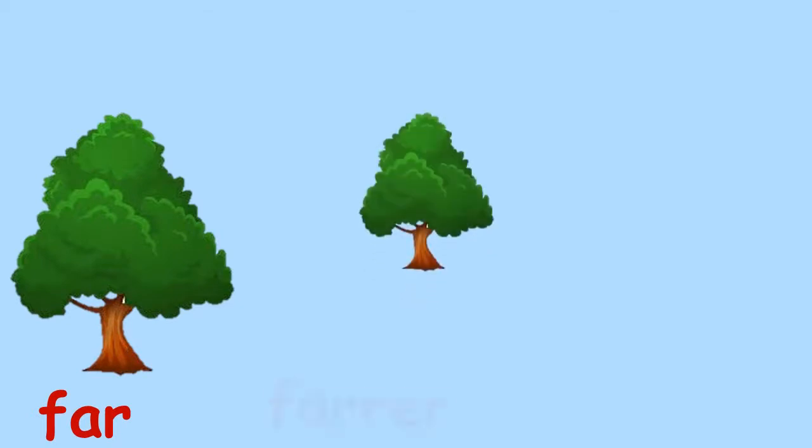There's a tree, and it is far from me. It's not close to me, it's far. Well, we wouldn't say farer. That's not a word in English. We don't say farer. That tree is farther. It almost sounds like farer, doesn't it?